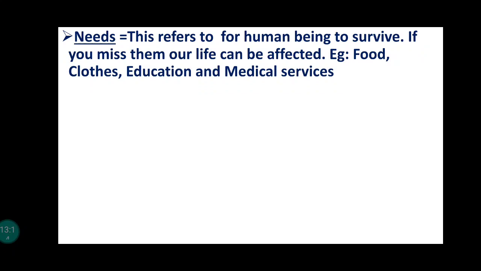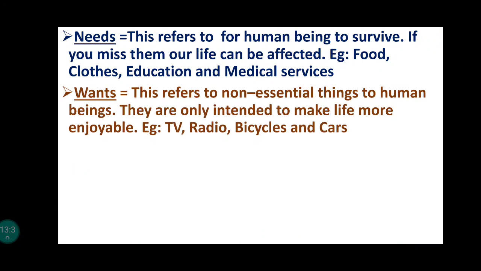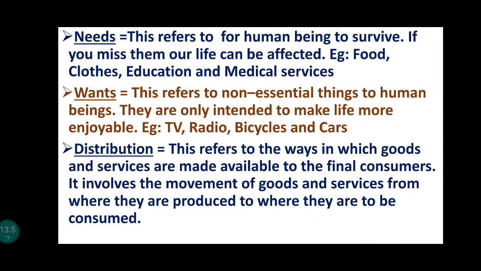In the commerce flow chart, see some more terms which you should know as a commerce student, like needs. Needs refers to things required for human beings to survive. If you miss them, our life can be affected. For example, food, clothes, education, medical service, shelter. Wants. See, wants refer to non-essential things. We can survive without them. They are only intended to make life more enjoyable, like TV, radio for music and shows, bicycles, cars. So they are known as wants.